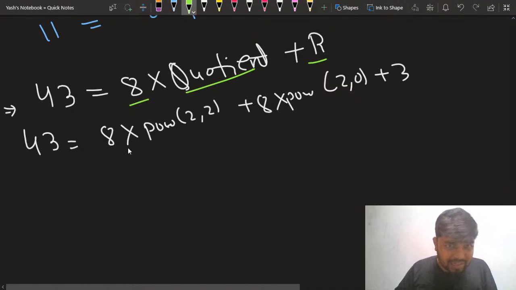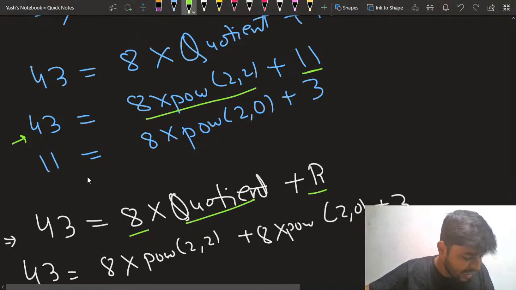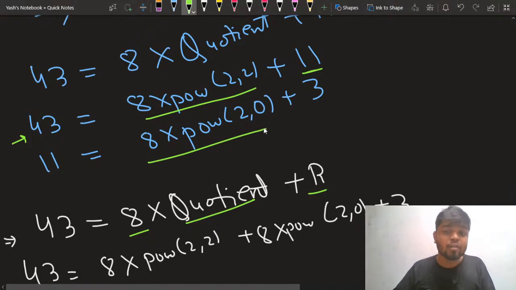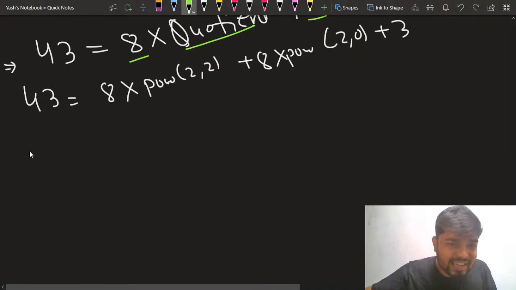Now we tried to run it, right? We tried to do this. First of all, we get 8 into 2 to the power of 2. For this 11, we try it again and we get 8 into 2 to the power of 0 plus 3. After this 3, you cannot make another division, because the 3 is lesser than 8. So in this case, let's try and take some common factors.